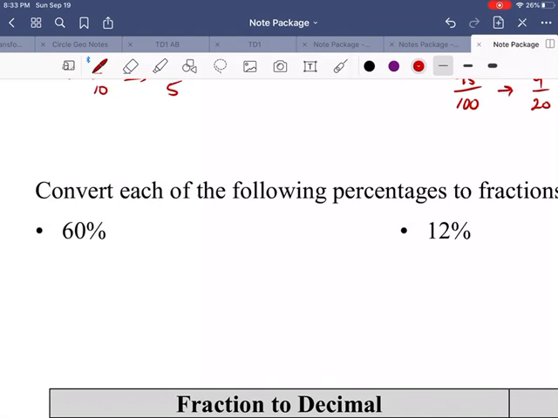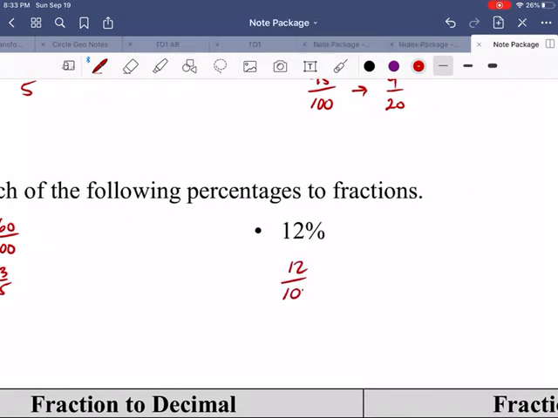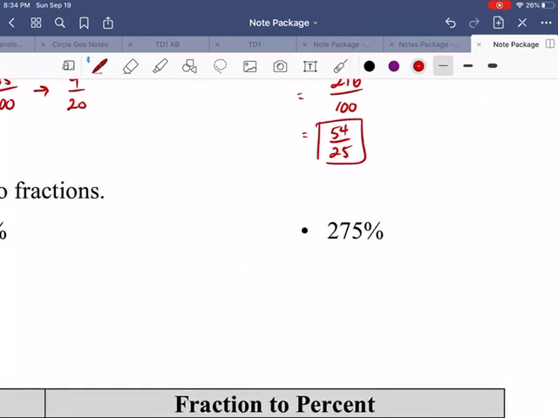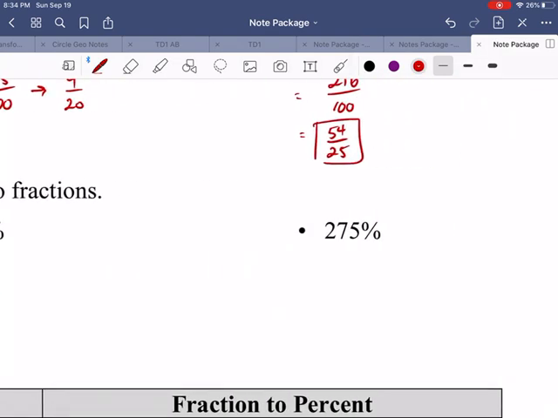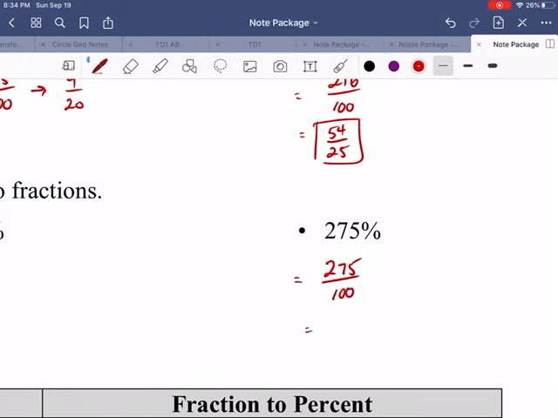Okay, percent means out of 100. So 60%, 60 out of 100. And if we reduce that fraction, we get 3/5. 12% means 12 out of 100. And so if we reduce that, we're going to get 3 out of 25. And our last one, 275%. Percent means out of 100. And if we reduce that, we get 11 over 4.